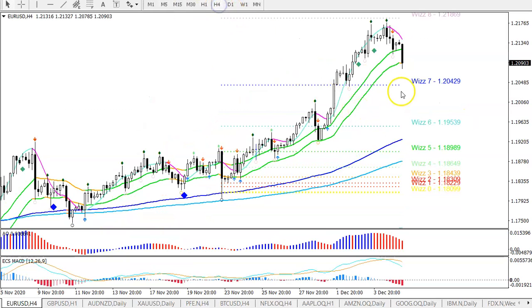Let's take a look at the higher time frame again. Also, the 21 EMA zone is still a factor. Price hit 1.21, a double top at 1.21 on the 4-hour chart. But I think that the bulls have shown very clear control.